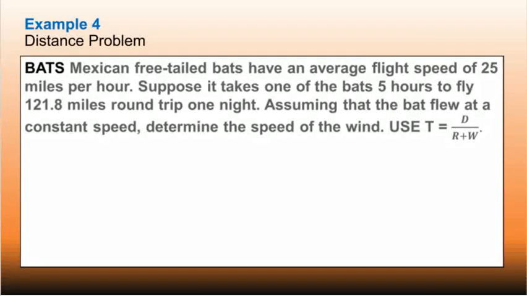It says Mexican free-tailed bats have an average flight speed of 25 miles per hour. Suppose it takes one of the bats 5 hours to fly 121.8 miles round trip one night. Assuming that the bat flew at a constant speed, determine the speed of the wind. Use T equals D divided by R plus W. So the distance is 121.8 miles.